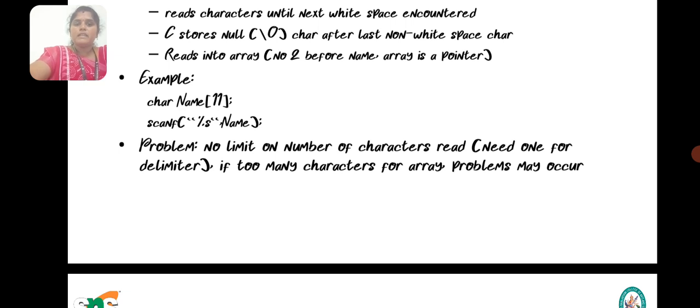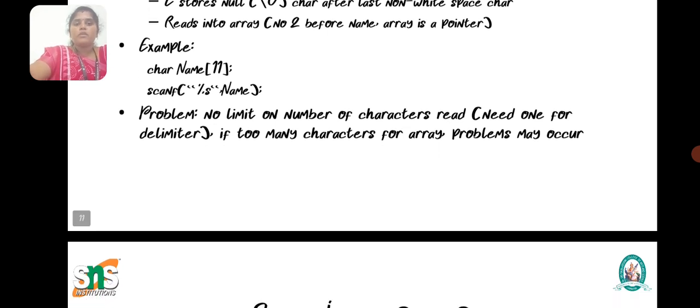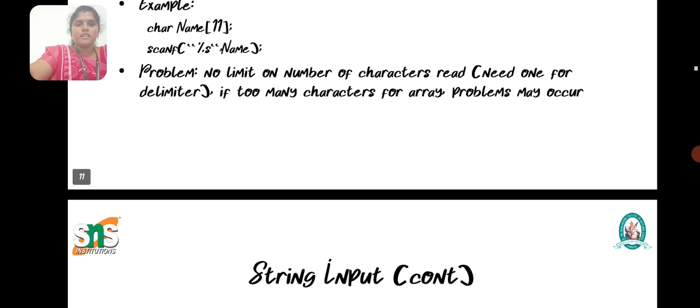Here the example is char name[11]. The name is the variable that is going to store 11 characters. Through the scanf statement I read the name, and I use %s for printing the data. %s specifies string data and it prints the value of the variable name. What is the problem here? There is no limit on the number of characters to be read. No limiter is specified, so too many characters for the array may be entered, and a problem may occur in the statement.